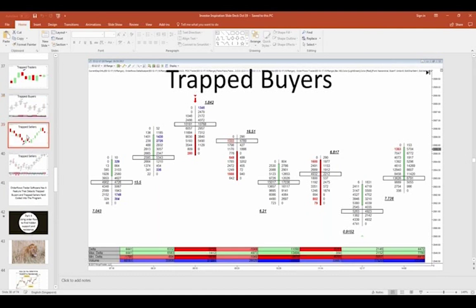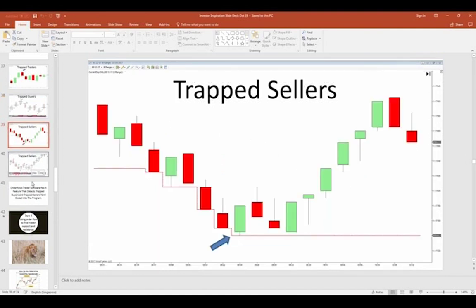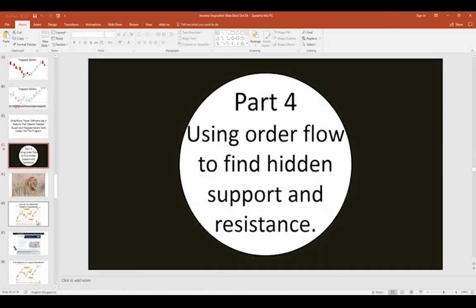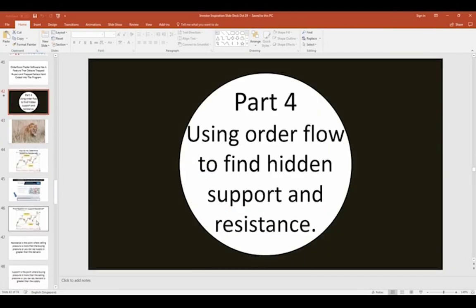With order flow, you can see it. But with a normal bar chart, it's impossible to see. So it's giving you more opportunities. Order flow gives you more opportunities to read what's happening in the market.